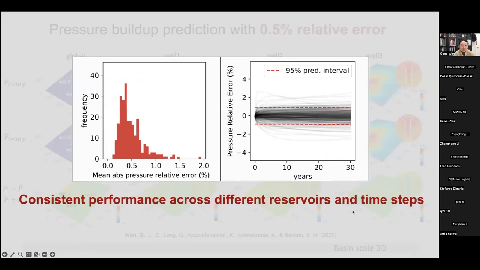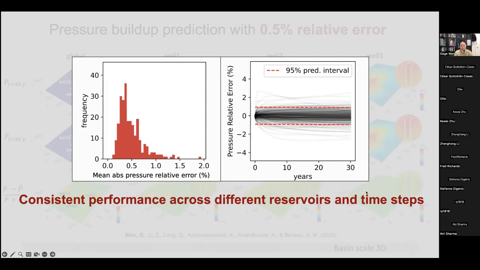And we also have consistent performance across different reservoirs and different time steps. The left histogram shows the mean absolute pressure relative error. It ranges from 0% to a maximum of 2%. And the relative error across the 30 years is pretty consistent. So that was the nested FNO model.